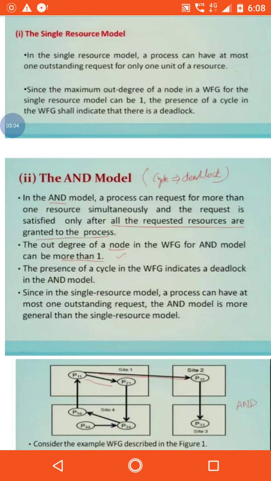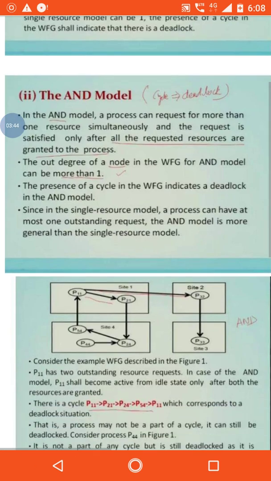If a process is requesting two resources, and the two resources become idle, become free, then only the process will use the resources. The out degree of the graph is more than one, because it should have more than one resource. The presence of a cycle in the AND model indicates deadlock, because if any one of the resources is idle and one resource is active, the process does not use the one.